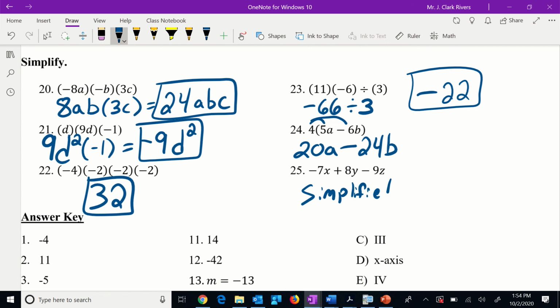If you just wanted to write it down again, that would be okay. If you just wanted to box it like that, that would be okay. Just something to show me that you looked at it, you thought about it, and you recognize there's nothing I can do to combine these.